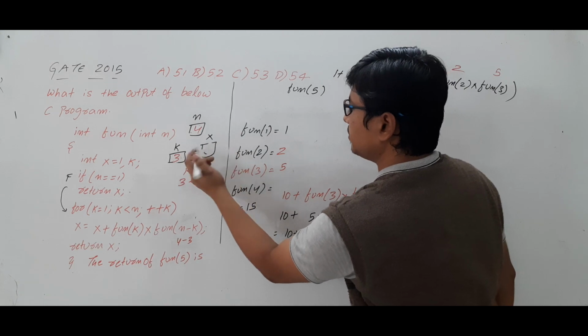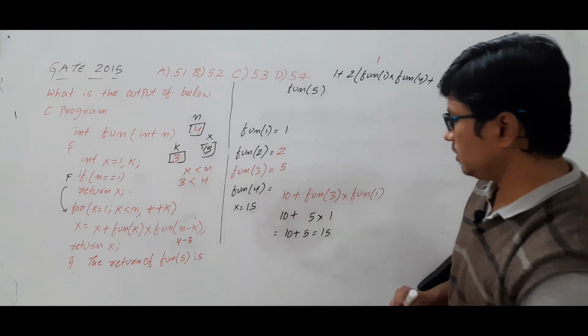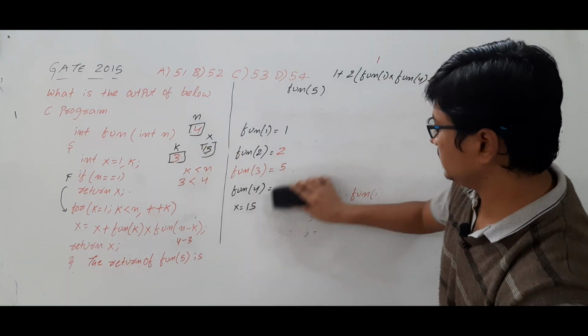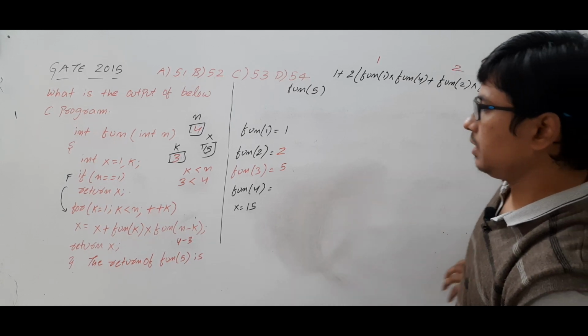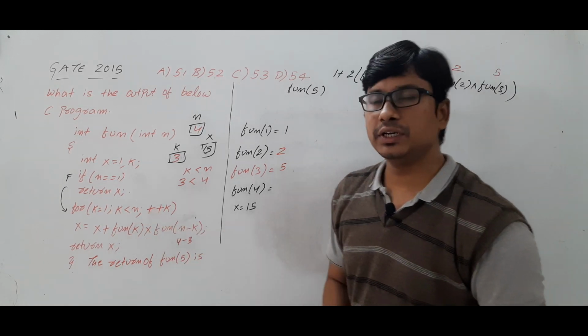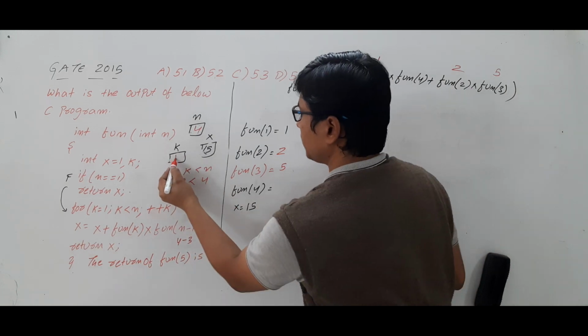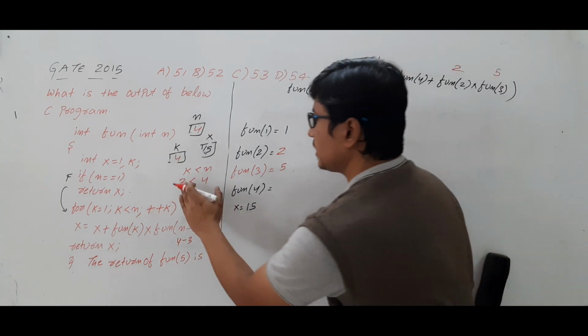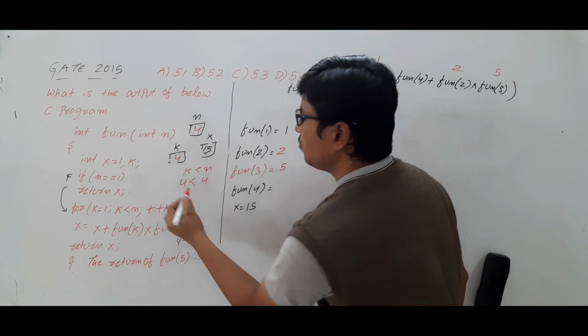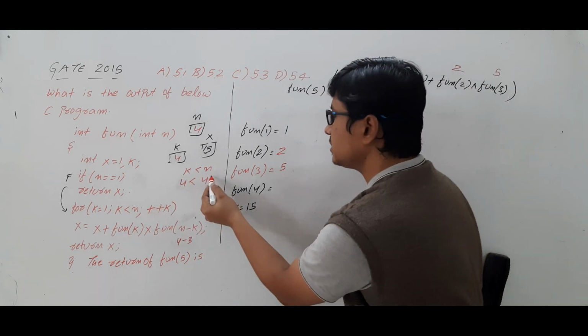So x value is updated to 15. Here also let me update. Let me erase this part. Once it is done, you need to increment the k value. So k value will be updated to 4. Now again you check the condition k less than n or not. 4 is less than n? No, the condition is failed.